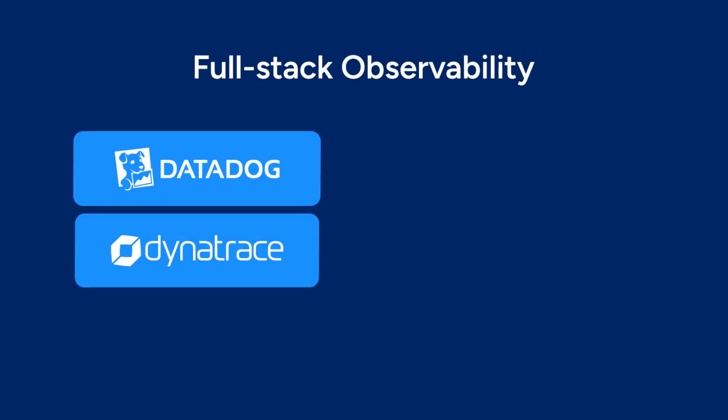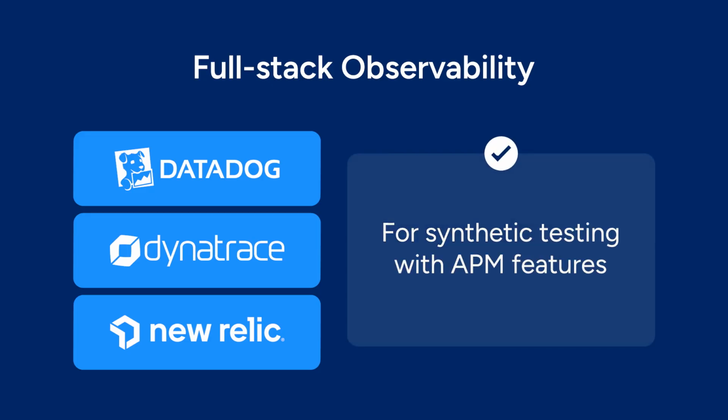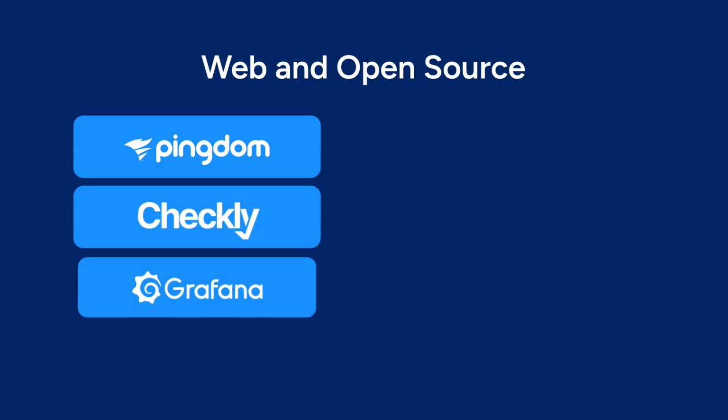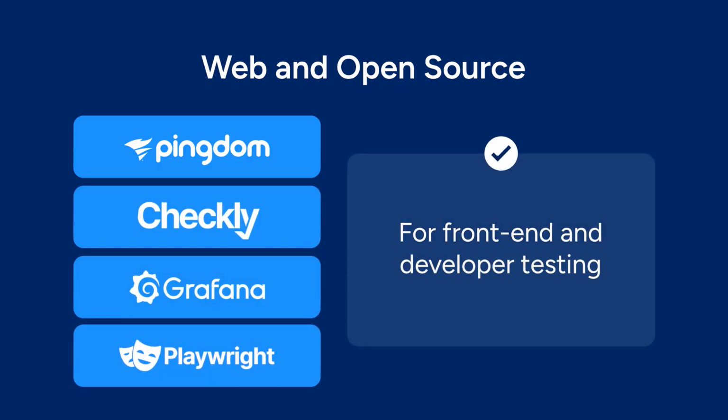Full-stack observability suites, including Datadog, Dynatrace, and New Relic, bundle synthetic testing with APM features. And web or open source tools like Pingdom, Checkly, Grafana k6, and Playwright cover front-end developer testing.